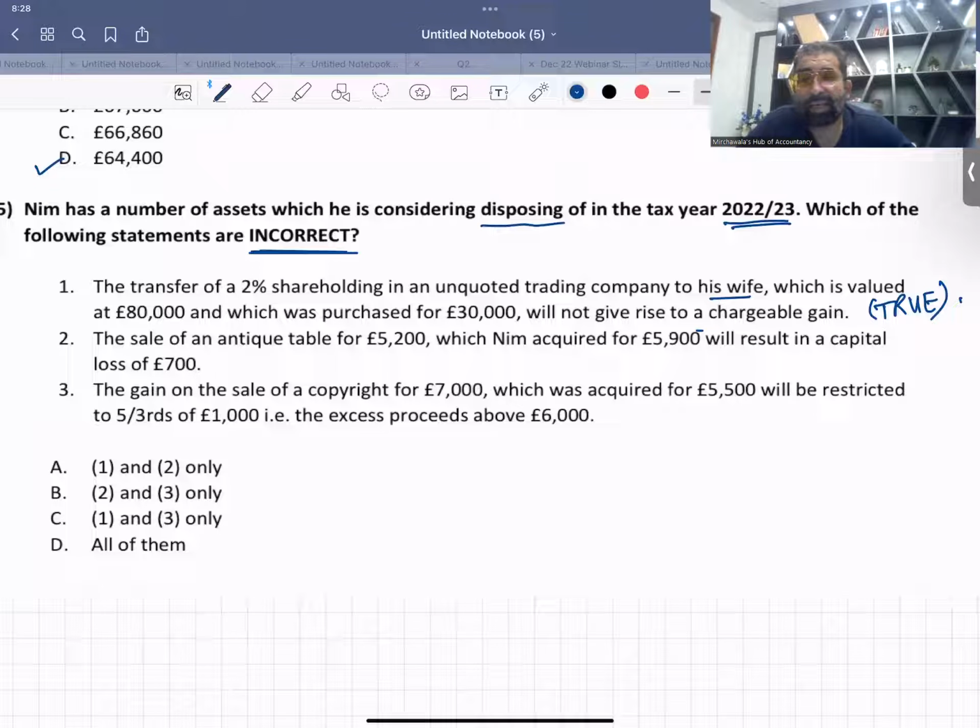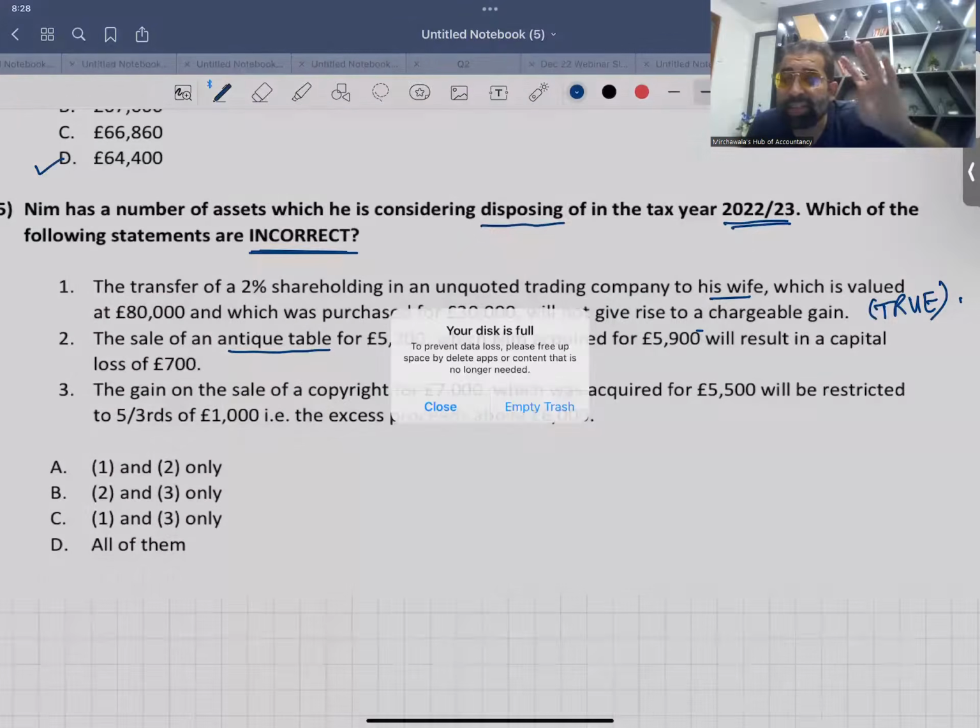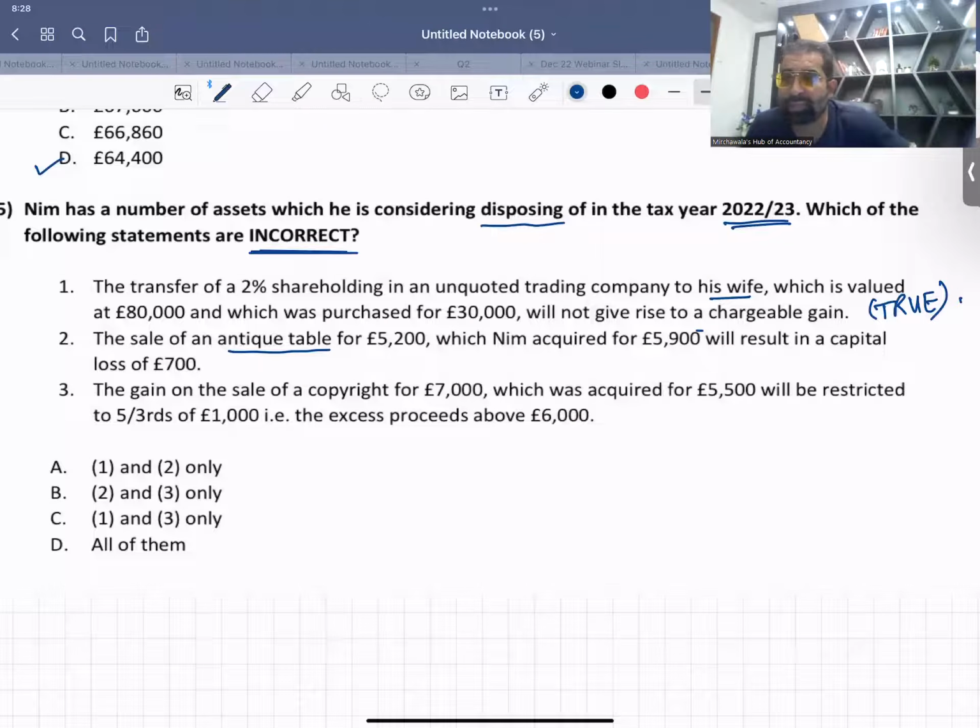Point number 1, I want to take on point number 1 now. The sale of an antique table. Table is tangible, movable property. So table is chattels, and for antique chattels we have to apply 4 cases, and this is case number 1. Selling price is less than 6,000 and cost is also less than 6,000. So when selling price and cost both are less than 6,000, then no gain, no loss.